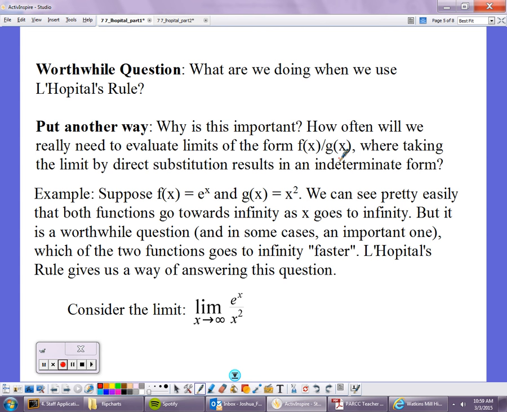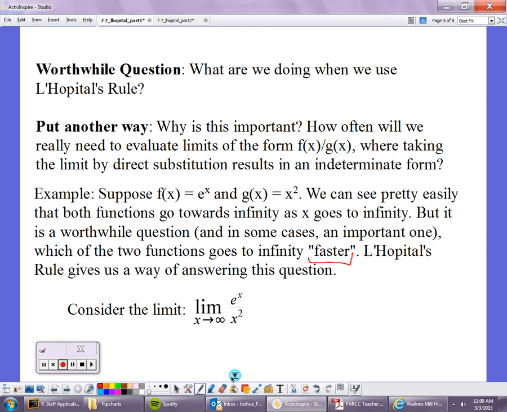Suppose that f of x equals e to the x, and g of x is x squared. You can see pretty easily that both of these go towards infinity as x goes to infinity. This goes to e to the infinity, which is really big. g of x goes to infinity squared, also really big. But it is a worthwhile question, and in some cases an important one: which of the two functions goes to infinity, quote unquote, faster? Which one's going to win the race to infinity? This turns out to be important. L'Hopital's rule gives us a way of answering this question.